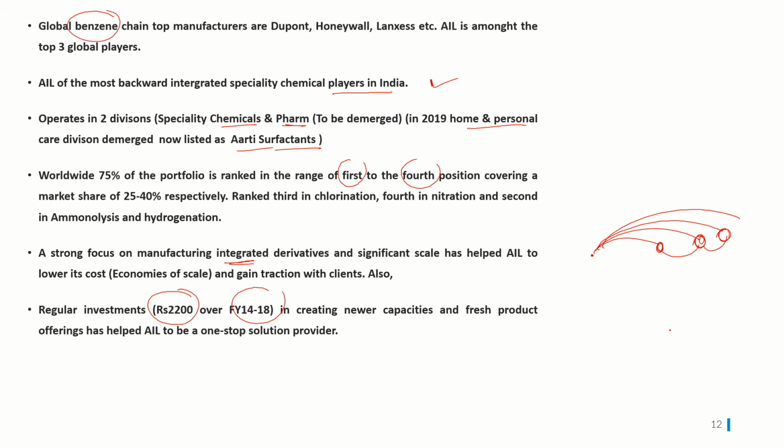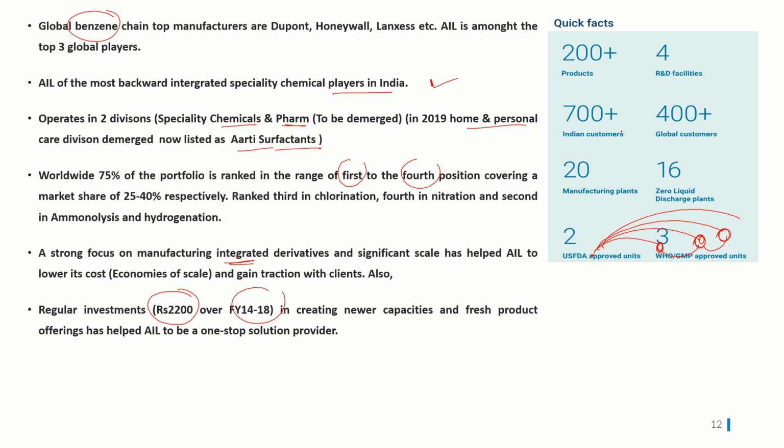So they are basically becoming a one-stop solution for the majority of their clients. You can read here, they have around 1100 clients, 700 local and 400 global. That is, there is no dependence upon one single customer. They offer more than 200 products, right?